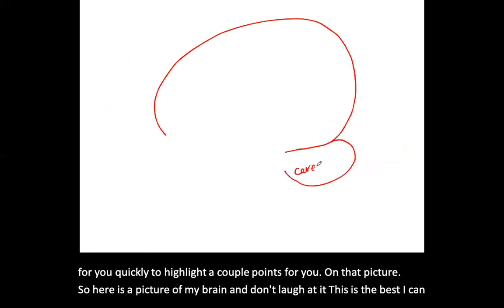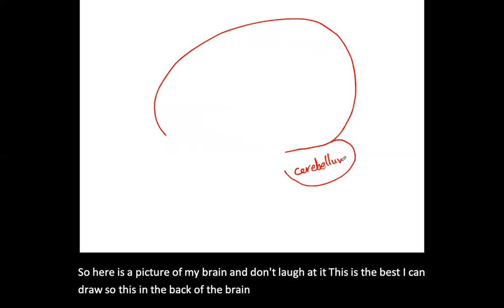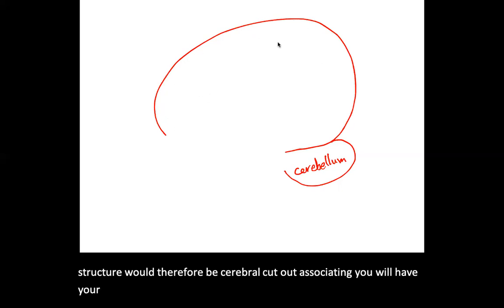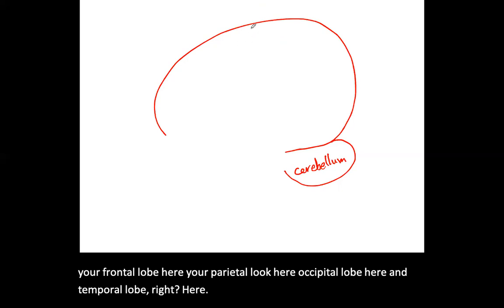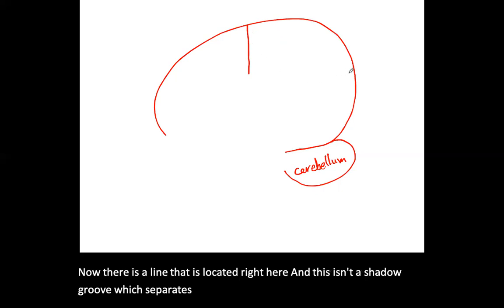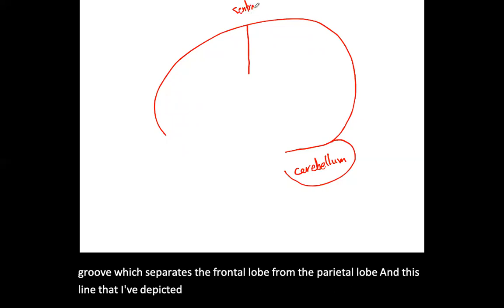So this in the back of the brain is your cerebellum, and this structure would therefore be cerebrum. Kind of associating, you will have your frontal lobe here, your parietal lobe here, occipital lobe here, and temporal lobe right here. Now, there is a line that is located right here, and this is a shallow groove which separates the frontal lobe from the parietal lobe. And this line that I've depicted is called the central sulcus.